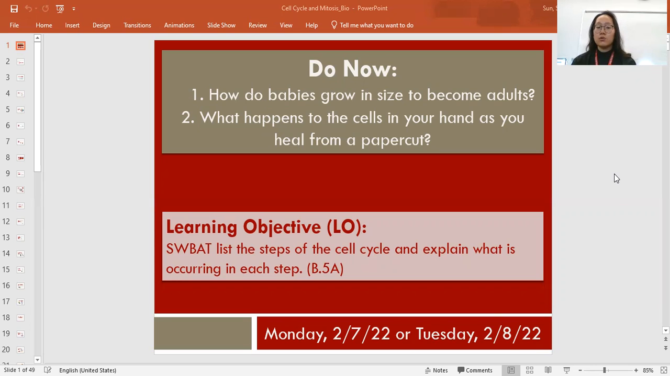Today is Tuesday, 2/8/22, and the learning objective is students will be able to list the steps of the cell cycle and explain what is occurring in each step. So go ahead and pause this and then answer your do now questions, and then I'll check them when I do our journal check.